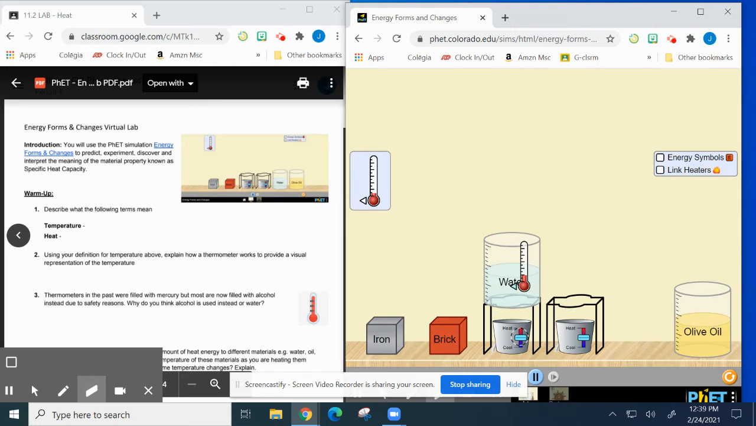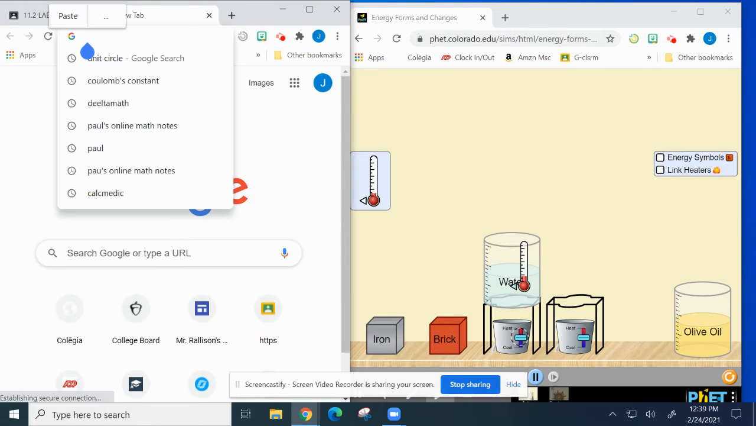Thermometers in the past were filled with mercury, but most now are filled with alcohol due to safety reasons. Why do you think alcohol is used instead of water? The answer is because water has a very high specific heat, and it takes a lot of energy for the temperature of water to change a little bit. So alcohol probably has a much lower specific heat.